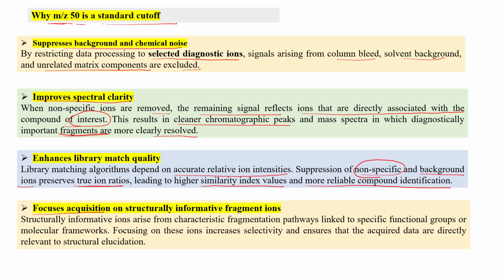Now it focuses acquisition on structurally informative fragment ions. Structurally informative ions arise from characteristic fragmentation pathways linked to specific functional groups or molecular frameworks. So focusing on these ions increases selectivity and ensures that the acquired data are directly relevant to structural elucidation. Why? Because the background and non-specific ions have been removed.